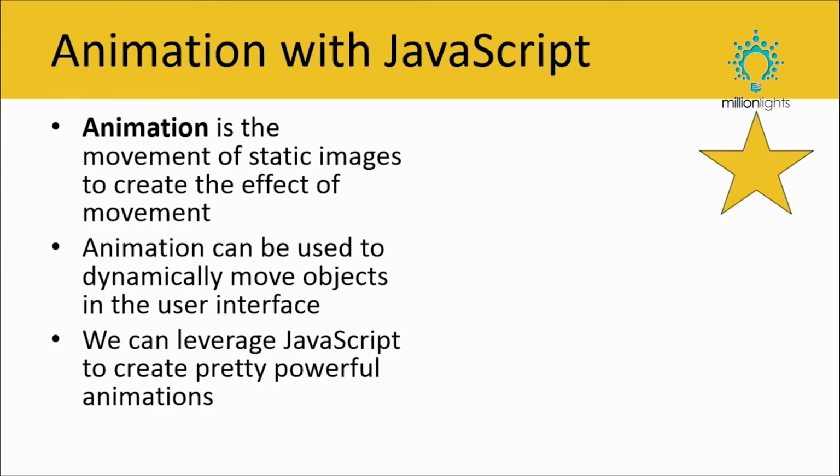Animation, of course, is the movement of static images to create the effect of movement, and animation can be used dynamically to move objects in the user interface. We leverage JavaScript to create pretty powerful animations, and like I said, I'm not going to show you a demo, but you do know that we can access individual elements using JavaScript now, and so getting them to perform actions and perform animations should actually be a pretty quick and easy thing.